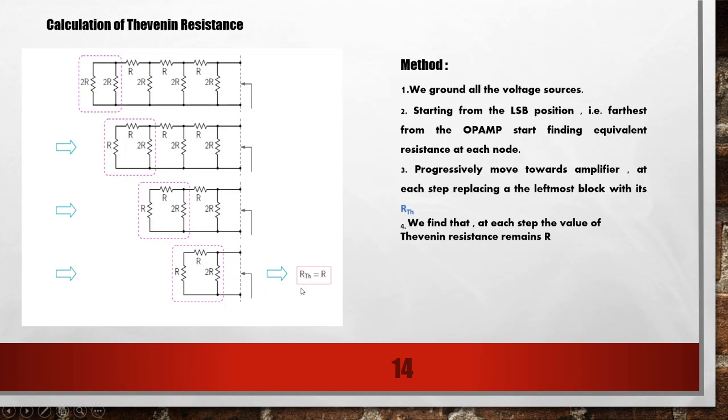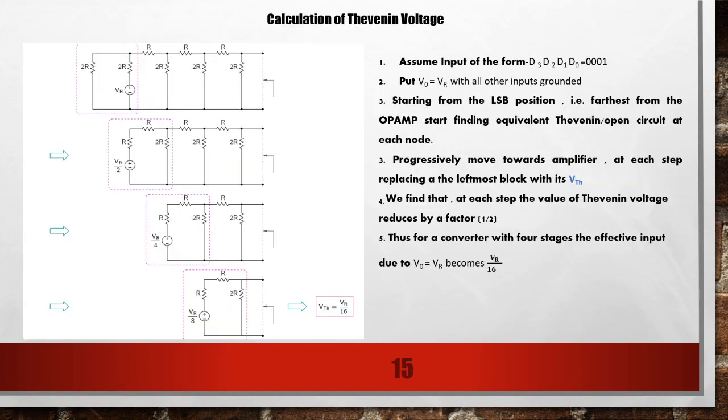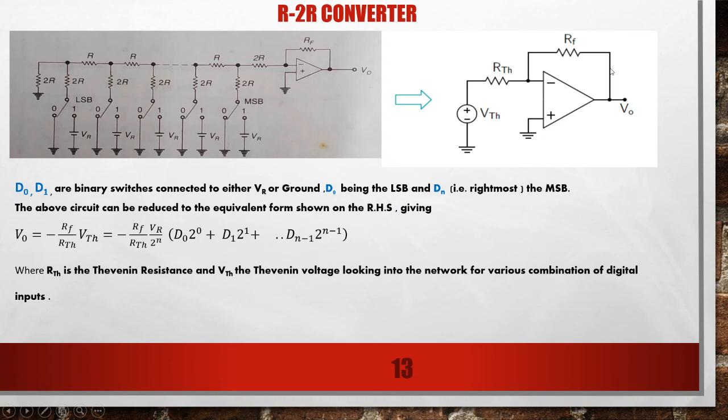Now we look at the Thevenin voltage. Now first of all, say we have an input combination of D3, D2, D1, D0 equal to 0, 0, 0, 1. Now sorry, I forgot to tell you one thing. In this expression, the input which is nearest to the op amp will function as the most significant bit, and that which is farthest from the op amp will function as the least significant bit. Let's see how.